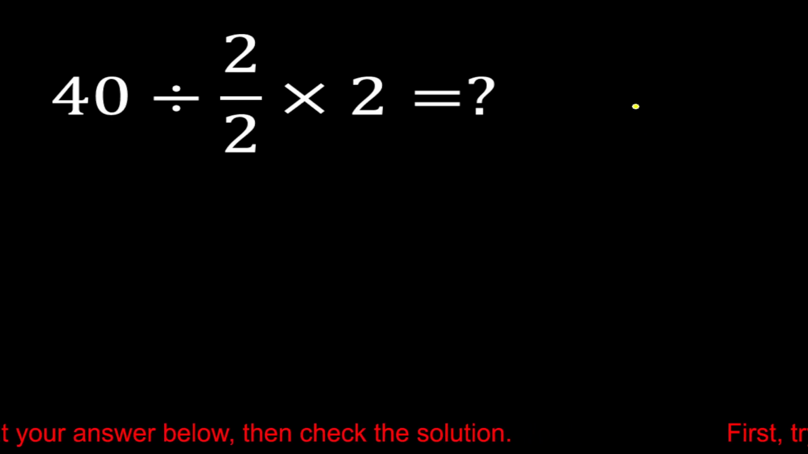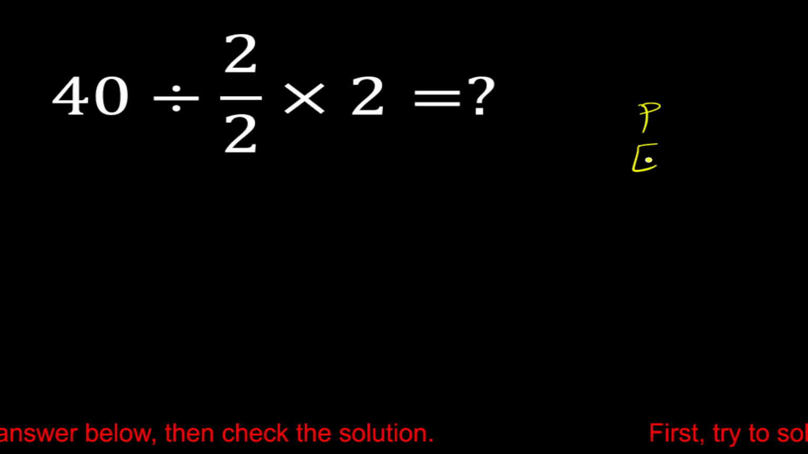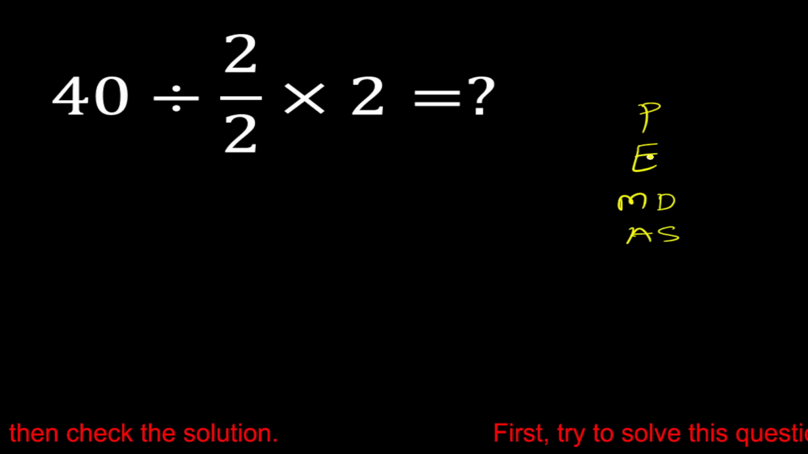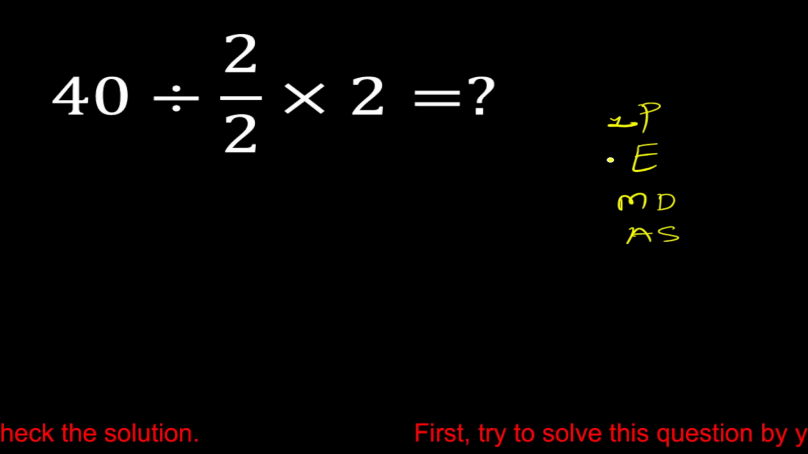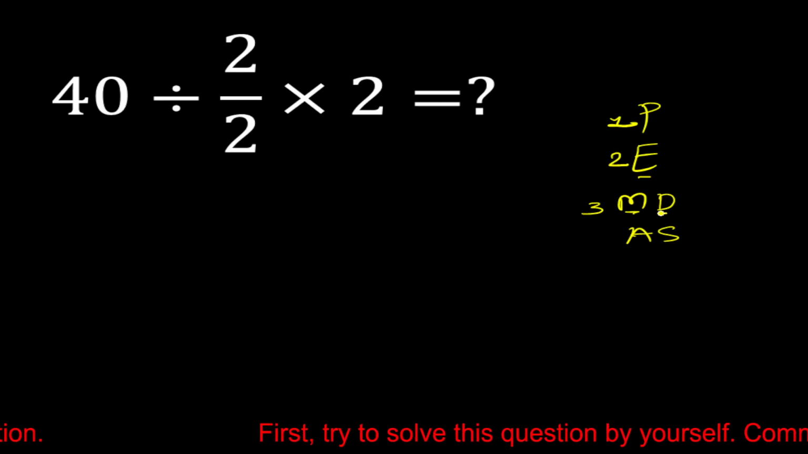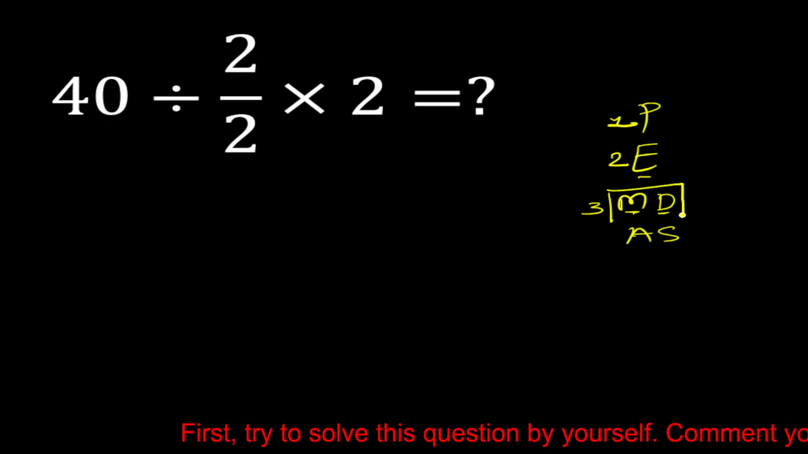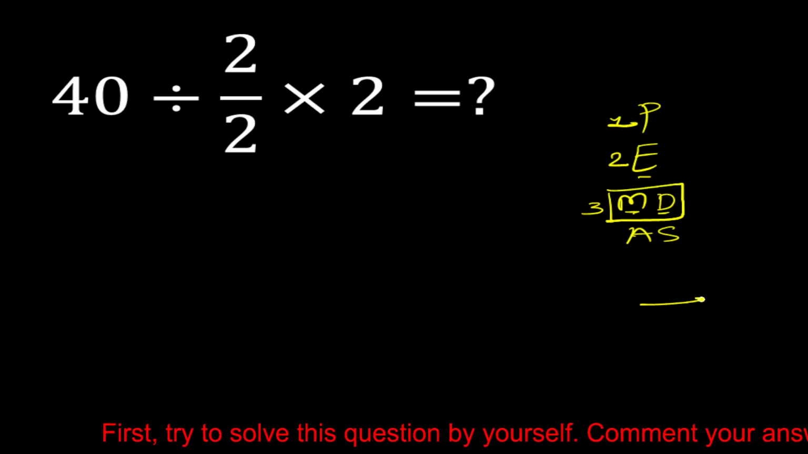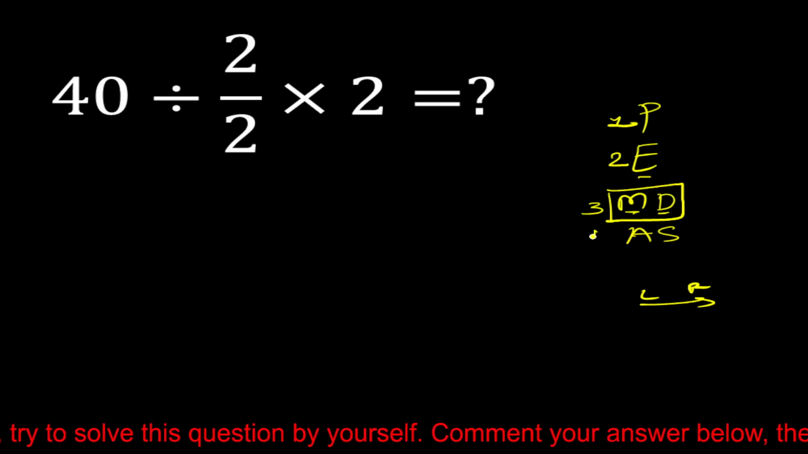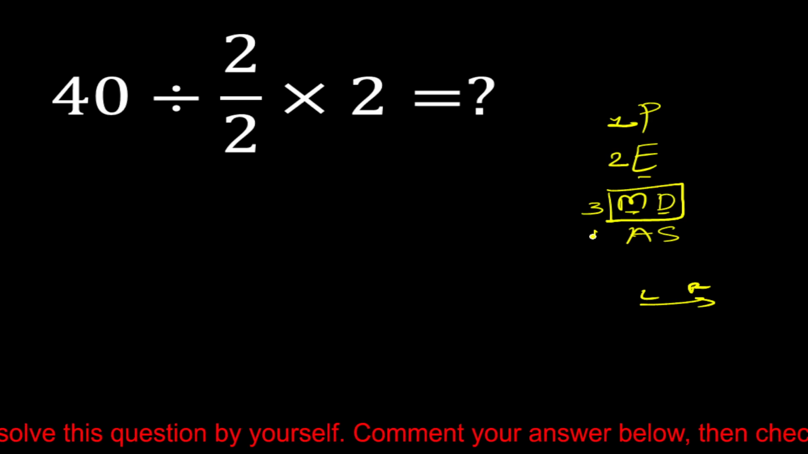So PEMDAS, P-E-M-D-A-S. According to PEMDAS, first priority is parenthesis, then second priority is exponents, and third priority is multiplication and division. Here multiplication and division both have equal priority, so we have to solve it from left to right. Fourth and last priority is addition and subtraction.